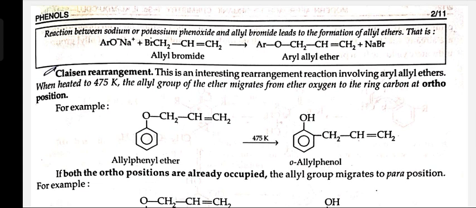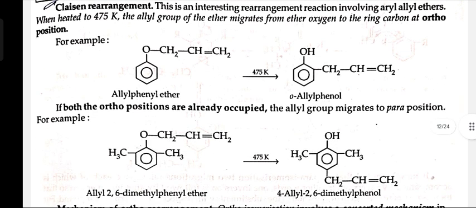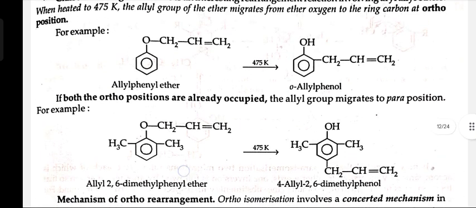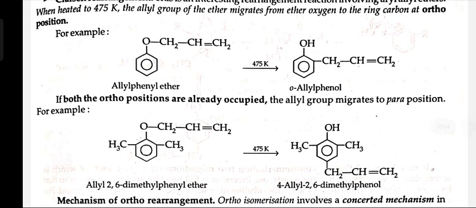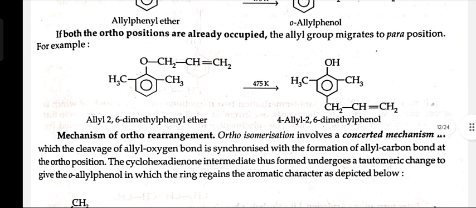This is an interesting rearrangement reaction involving aryl allyl ethers: the Claisen rearrangement. When heated to 475 degrees, the allyl group of the ether migrates from the ether oxygen to the ring carbon at the ortho position. If both the ortho positions are already occupied, the allyl group migrates to the para position.